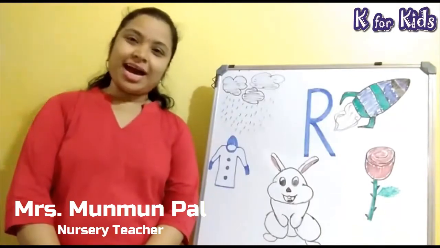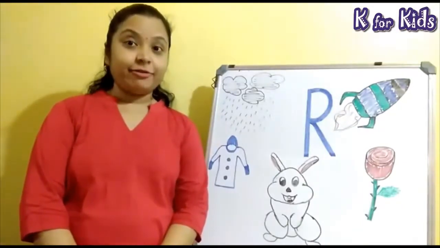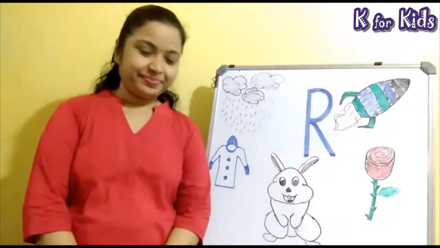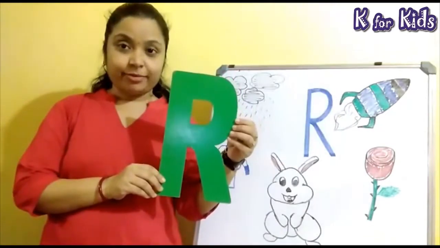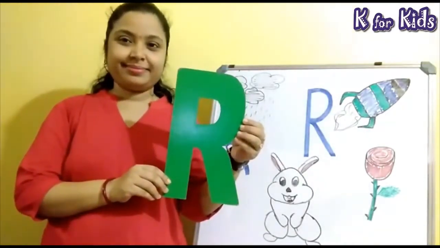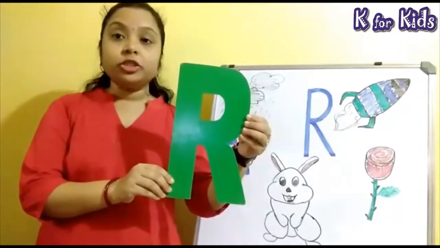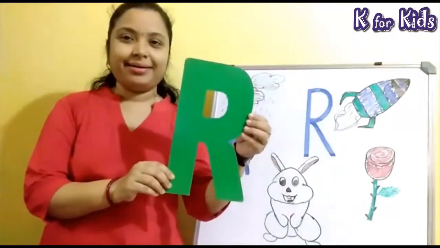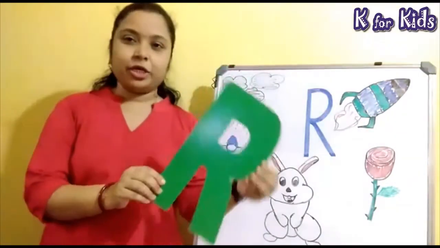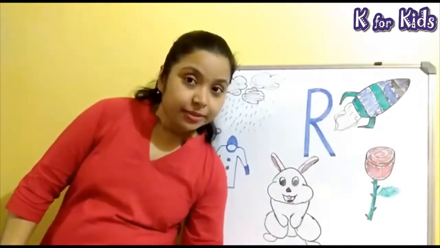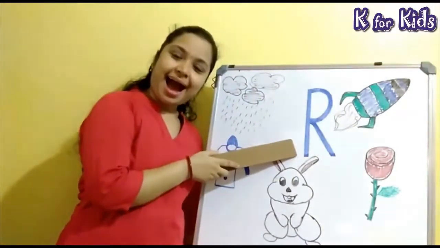You all are fine. Children, today we will learn the alphabet R. Children, this is the alphabet R. Come on, children, say with me. Children, look on the board. This is the alphabet R.